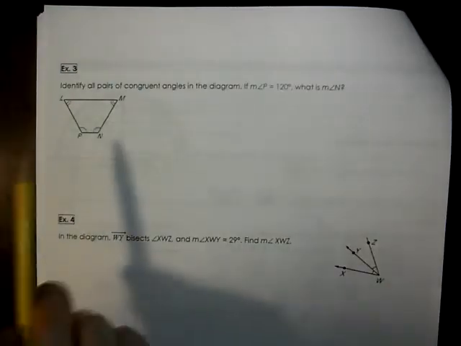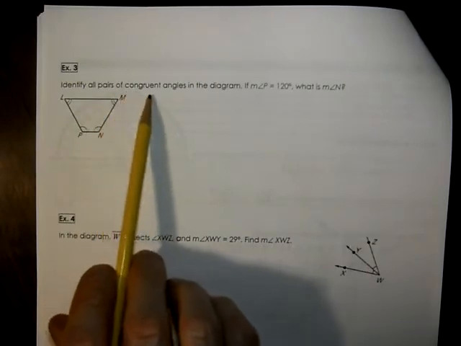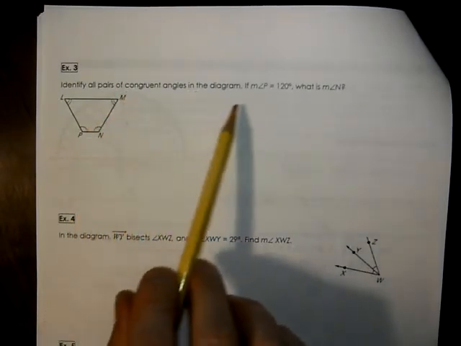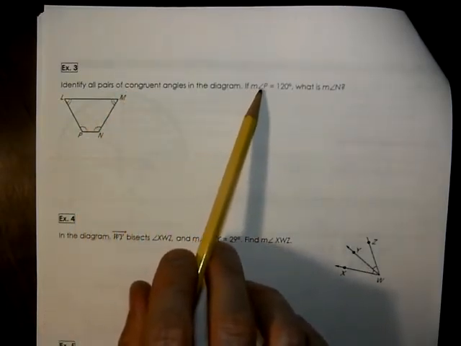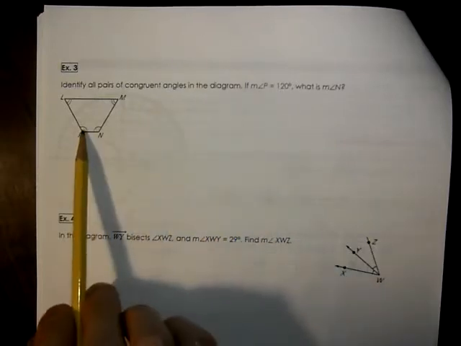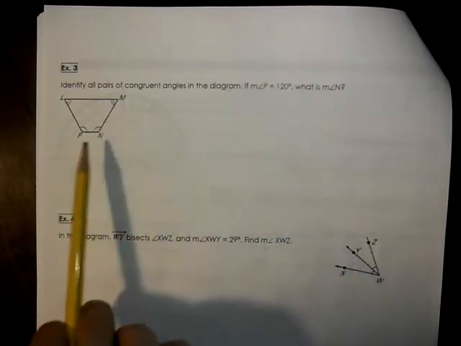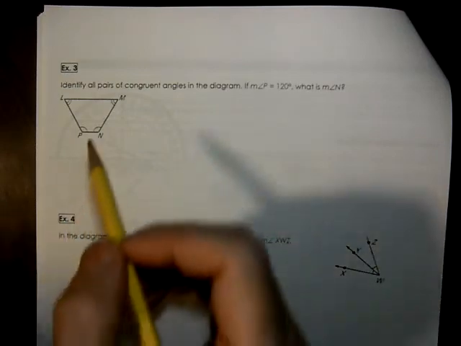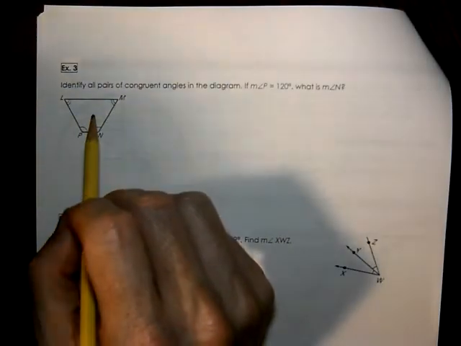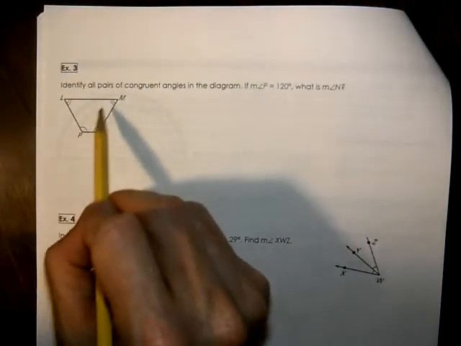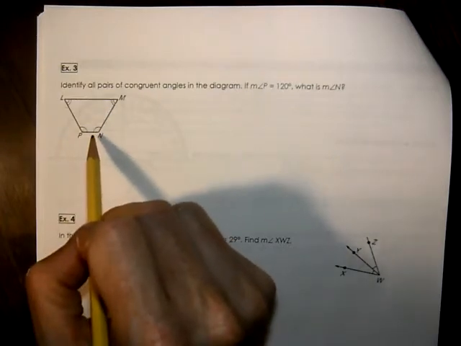On the next page, we're going to identify all pairs of congruent angles in our diagram. And then if the measure of angle P equals 120, we're going to determine what the measure of angle N equals. Now when you look at these geometric figures, notice the number of tick marks that different angles have.